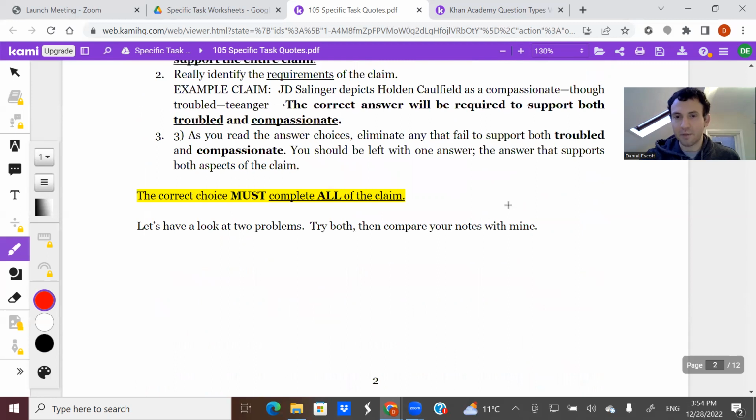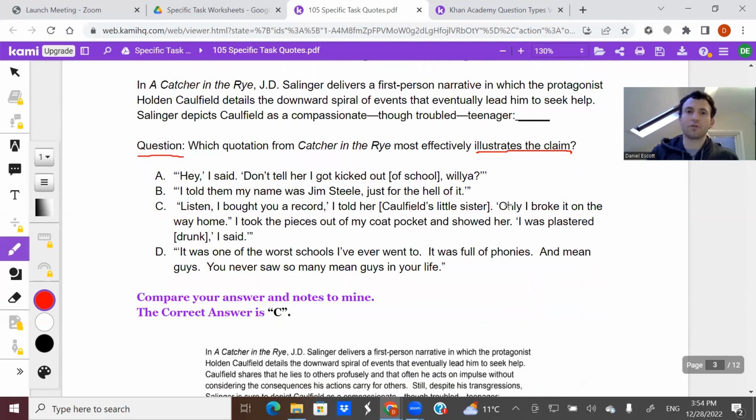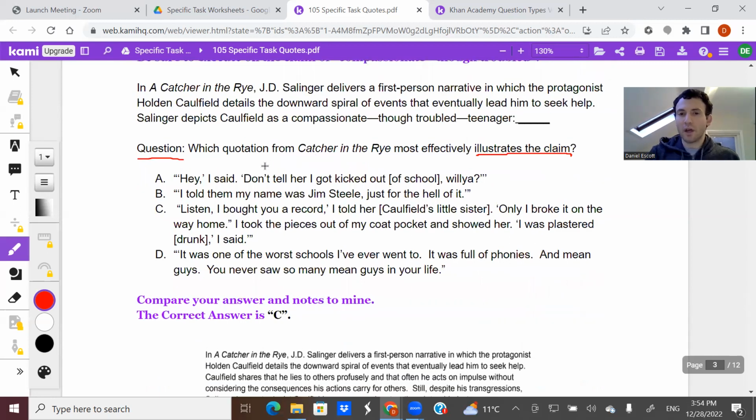Anyway, now let's go back to this example I had. So this Catcher in the Rye one. Which quotation from Catcher in the Rye most effectively illustrates the claim? So again, specific task. We want to figure out exactly what the claim is. So we're going to read, but we're going to really pay attention to the sentence that leads up to the quote. In A Catcher in the Rye, J.D. Salinger delivers a first person narrative in which the protagonist, Holden Caulfield, details the downward spiral of events that eventually lead him to seek help.